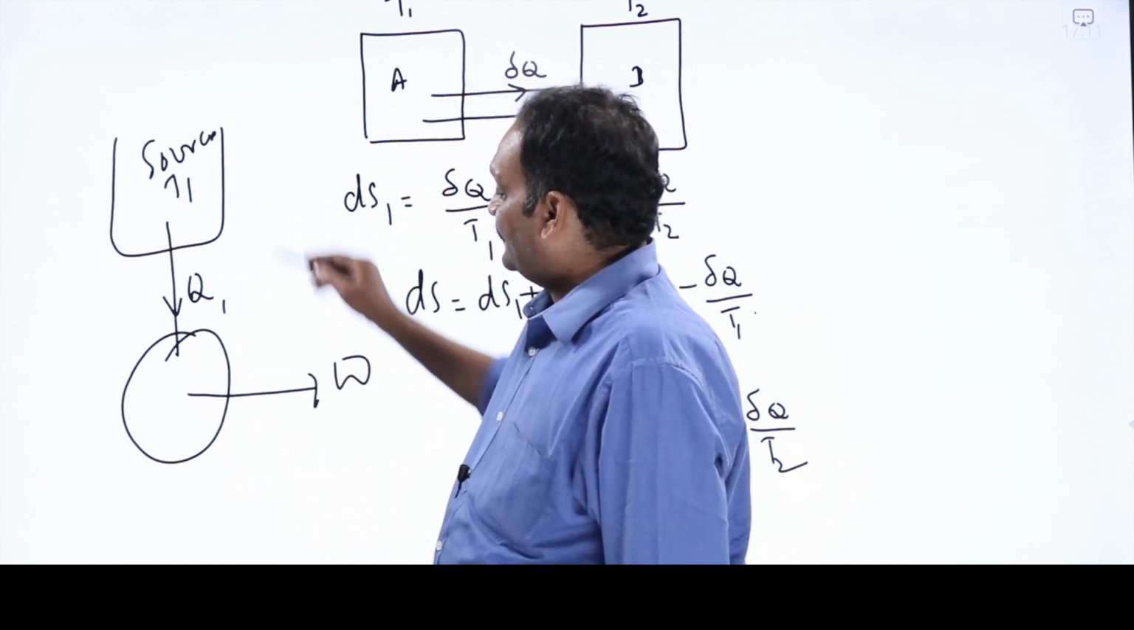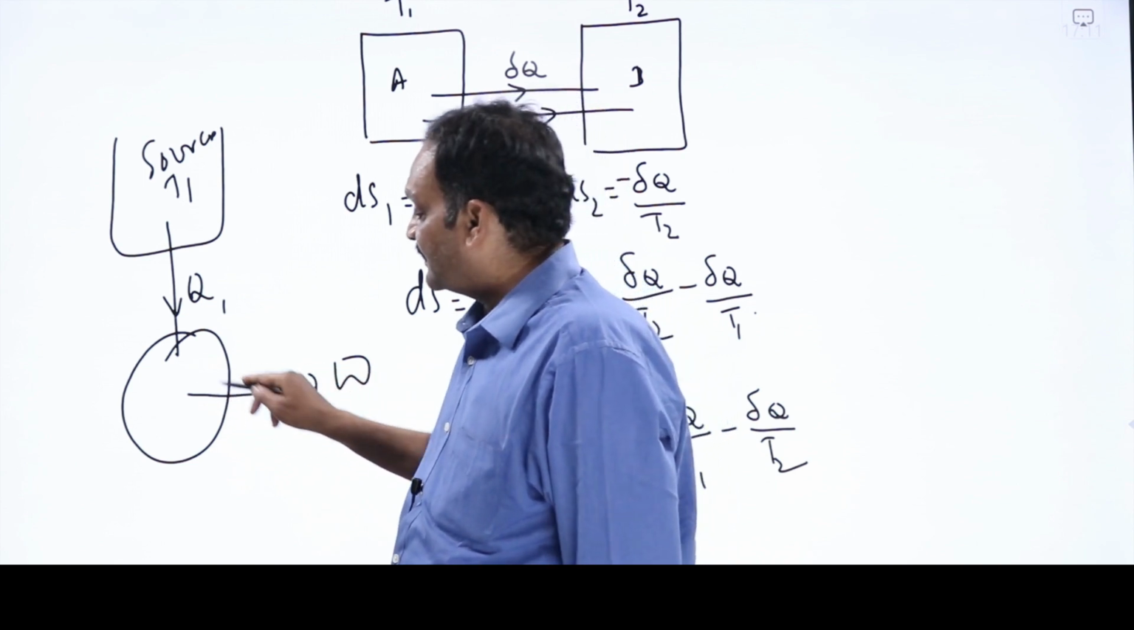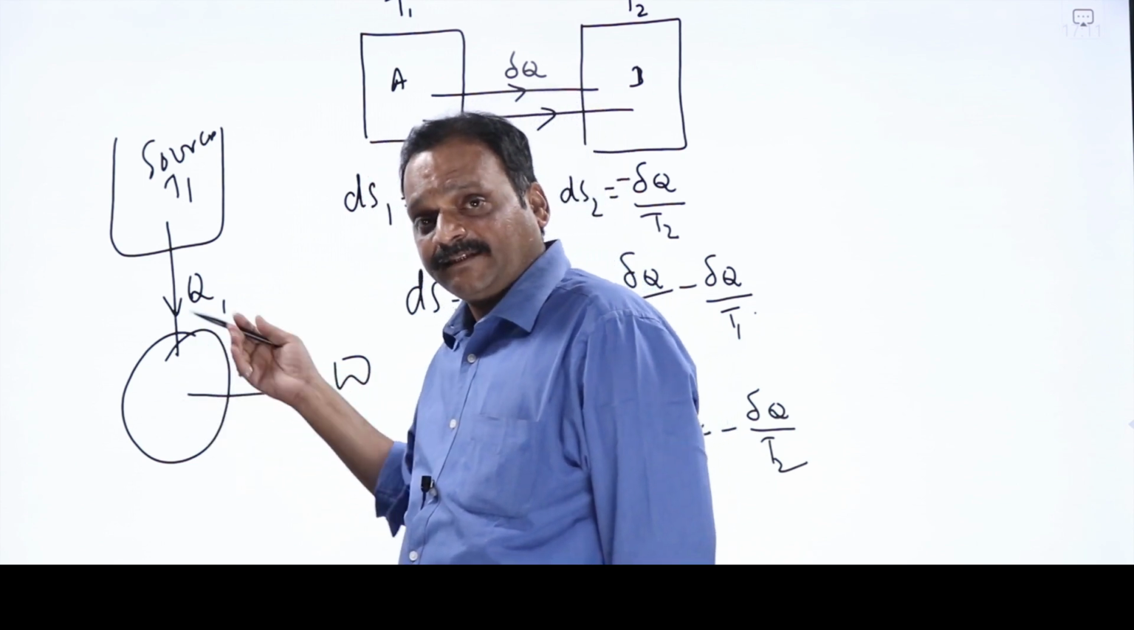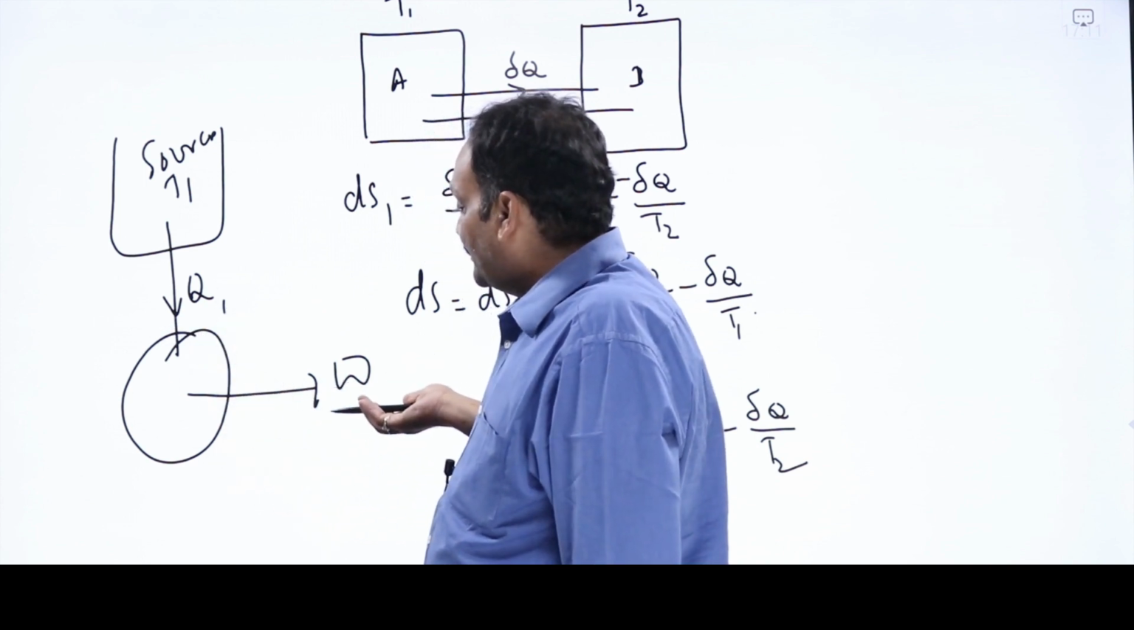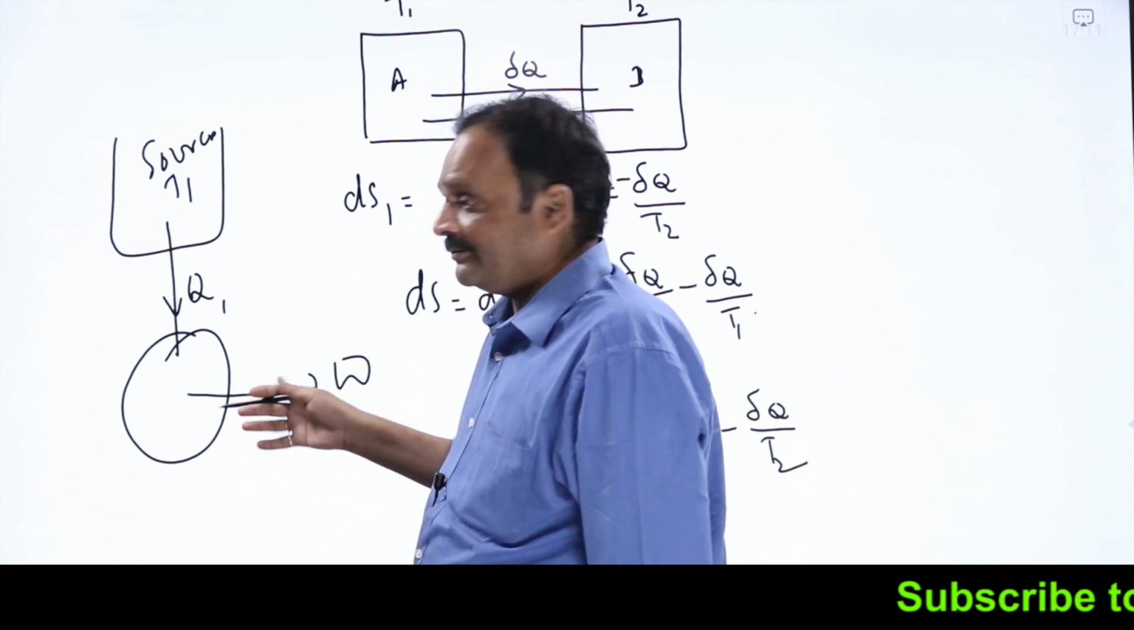What will happen? Here the work is done, and there is no heat involved here, so no change in entropy. The system goes back to its initial point, so the system's entropy remains constant. It is doing work only. It is not giving any heat, which means there is no delta Q, no delta T here.